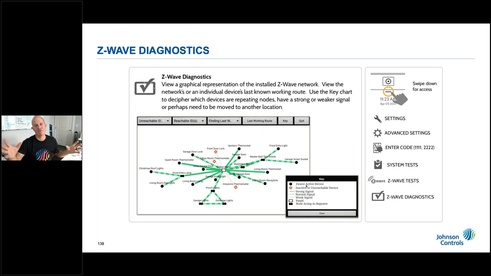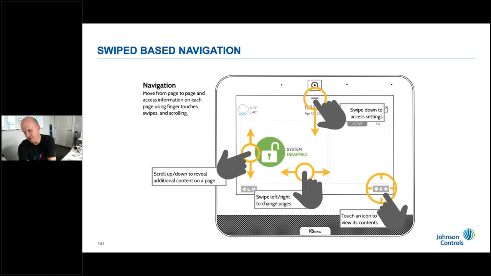And of course, the graphical interface of what we call the last working route. We show the actual route that the device took to get back to the panel, and we do that right on the screen. So I highly encourage you to use these tools that are provided for you on the panel, not to just hope it works, cross your fingers, and have to go back later. A few minutes spent on each install up front will save you a lot of time and troubleshooting on the back end.